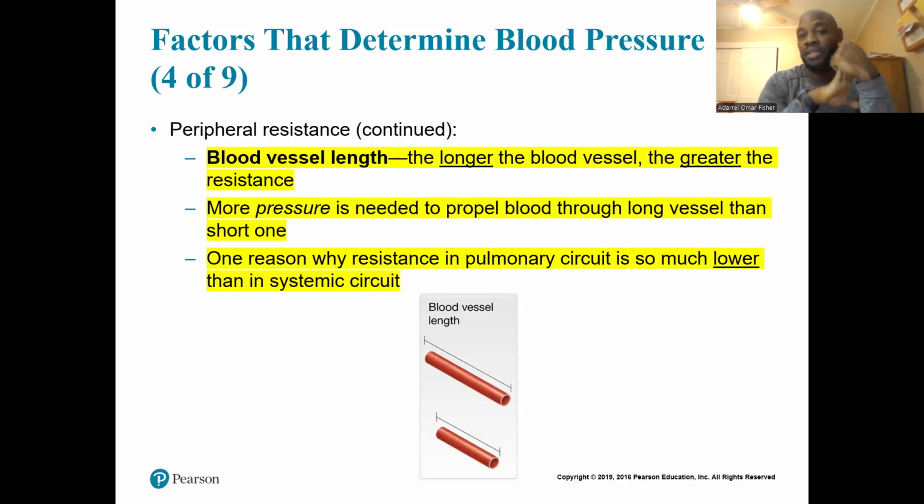Blood vessel length. The longer the blood vessel, the greater the resistance. So the more pressure that is needed to propel that blood through that longer vessel.